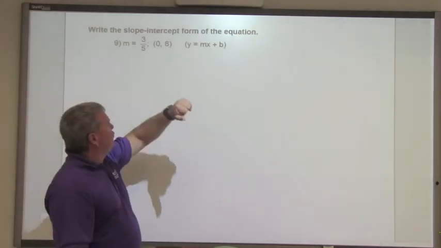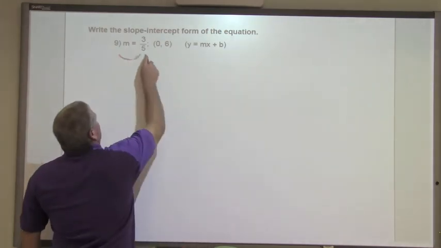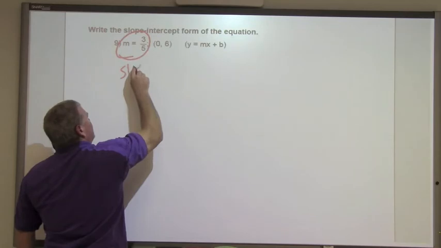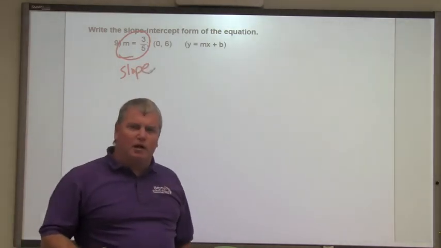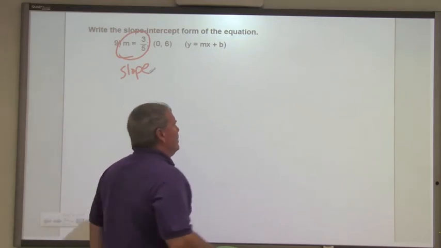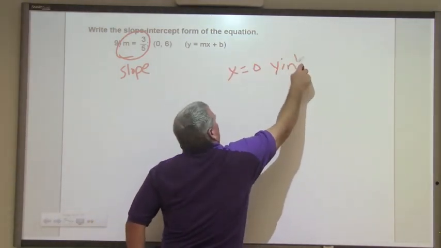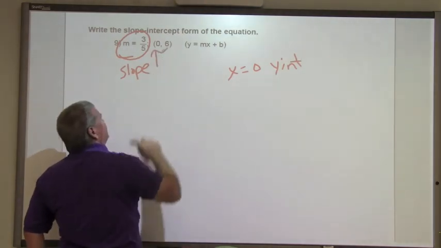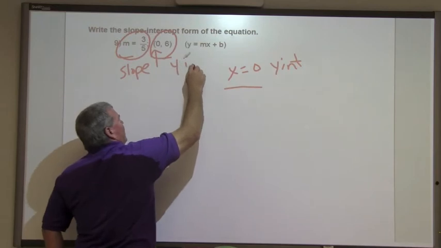Write the slope-intercept form of the equation. Now here's the cool thing about this. Right here, that's your slope. Remember m? Now, how do we find the y-intercept a while ago? We plugged what? 0 in for x, right? To find the y-intercept. Well, hey, look at this. What's my x value? 0. So guess what? That is my y-intercept.